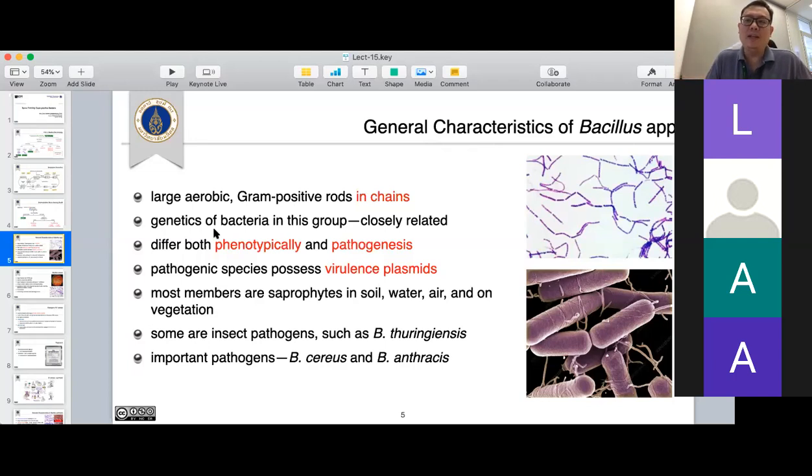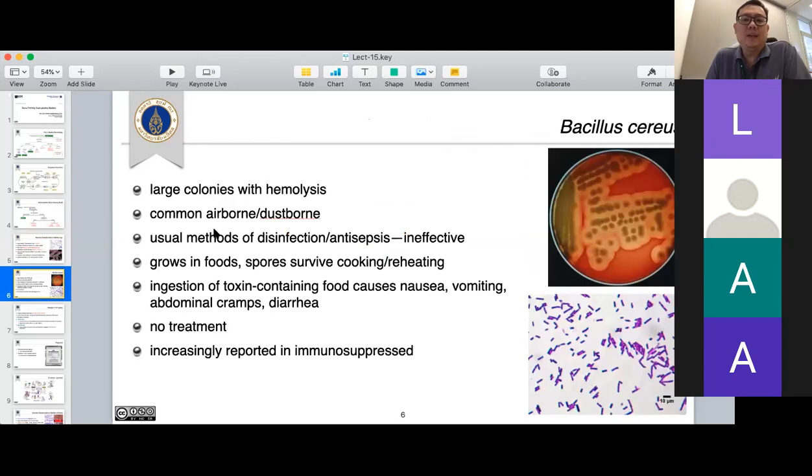There is so much research. Thirty years ago, this bacterium was very popular. So two important pathogens for humans: one is Bacillus cereus. Another one is Bacillus anthracis, okay? Let's start from cereus. The name cereus comes from rice, okay?